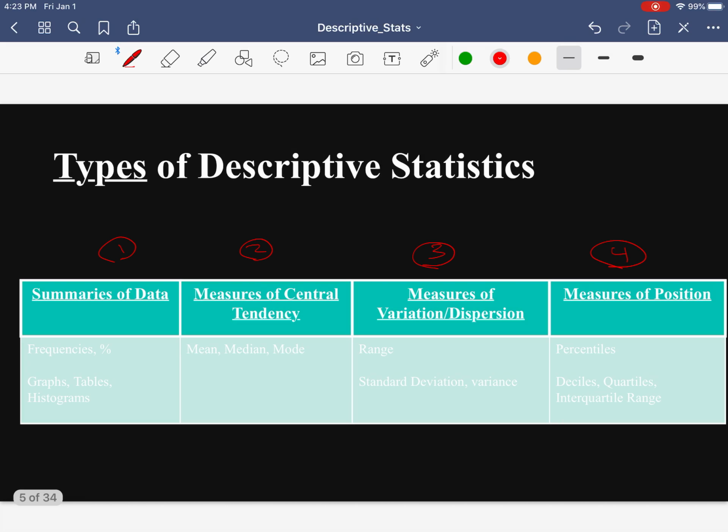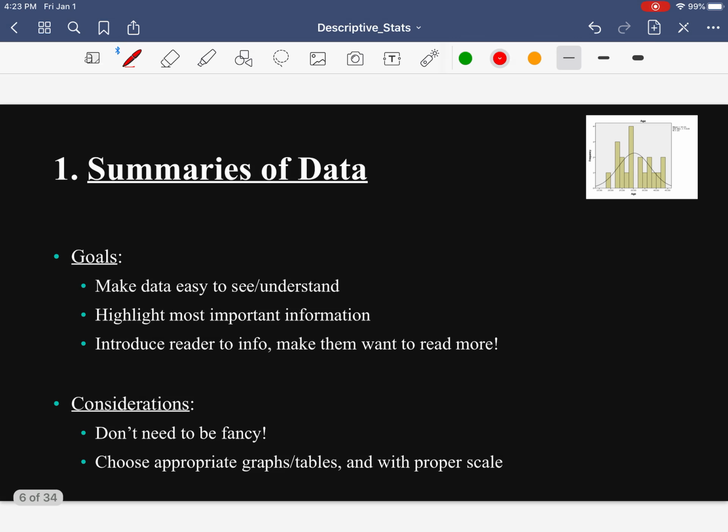And what's included here would be frequencies, graphs, tables, and histograms. I'm noticing this white might be hard to see against the background, but you're going to see these other places, so not to worry. These basic summaries are really there to make data easy to understand and see. A simple graph or table can be used to highlight the most important information. And yes, even as people doing statistics, we want to get our readers interested. So if we can have a simple visual summary or a simple table, that's going to capture our readers' interest, hopefully.